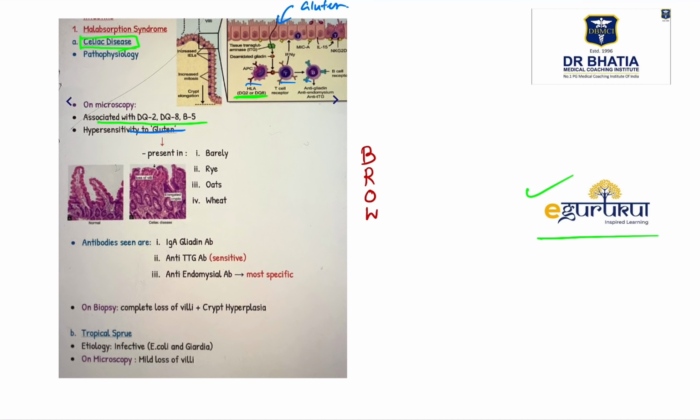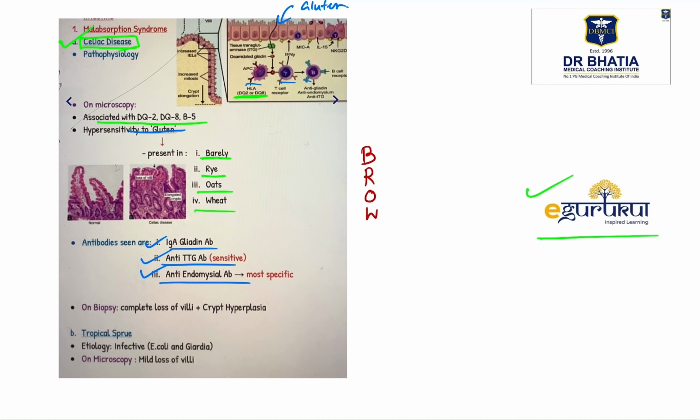The gluten hypersensitivity is present in the BROW structure. This is also a popular mnemonic. BROW means B for barley, R for rye, O for oats, and wheat. So barley, rye, oats, wheat, these foods should be avoided by a person suffering from celiac disease. And the antibodies seen, this is also important for the upcoming exam: anti-tissue transglutaminase antibody, the most sensitive and most specific is anti-endomysial antibody. Also IgA gliadin antibody is seen.